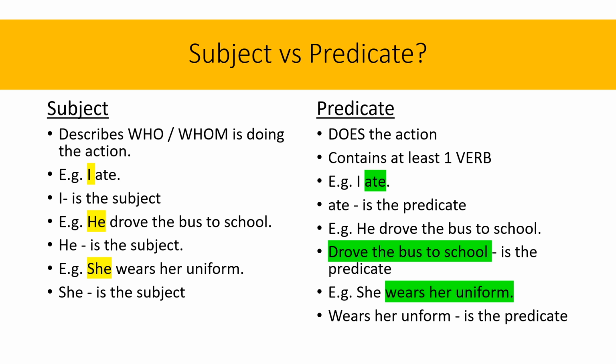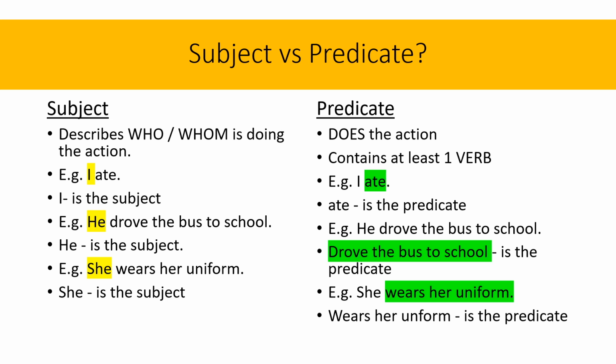The next example, he drove the bus to school. He is the subject because he is the one doing the action of driving the bus to school. The next example, she wears her uniform. She is the subject because she's doing the action of wearing her uniform.